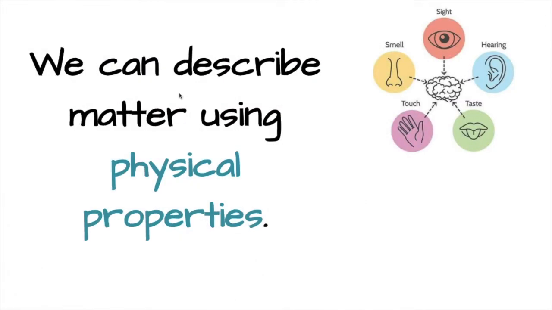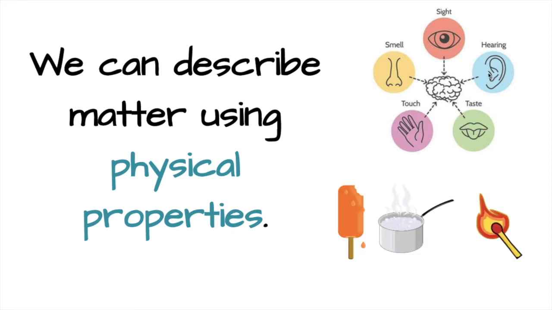Today, we'll talk about how we can describe matter using physical properties. You might be familiar with physical properties like sight, smell, touch, taste, and sound. But today we'll talk about some more advanced ones like melting point, boiling point, and flammability.